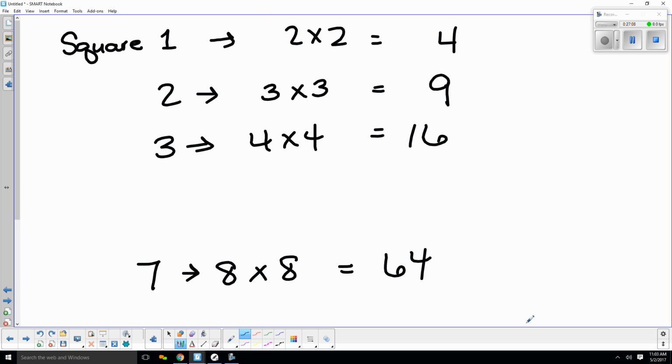Okay? Now, some of you may just want to finish that pattern until you get to square 7, and that's fine. We just saw the relationship that square number 2 was multiplying 3 by 3, and square 3 was multiplying 4 by 4. So we were just increasing that number by 1 each time. Do you understand it now? All right. That's what I want to get you to. Okay? So 64 is my answer for that one.